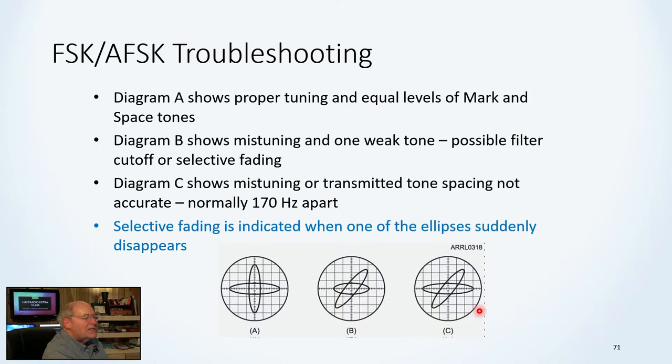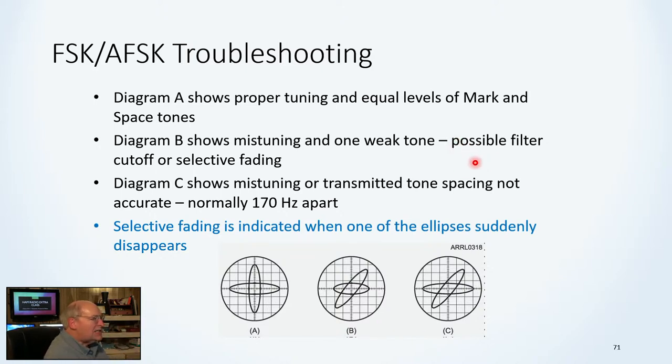This one over here, C, is not tuned properly. There's something a little different about this one. Notice that one of these is smaller. The horizontal one has less magnitude than what you'd expect to be the vertical one. That can be an indication of selective fading. Now, if that is an overview, let's go back through this. Diagram A shows proper tuning and equal levels of mark and space tones. Saw that. Diagram B shows mistuning and one weak tone.